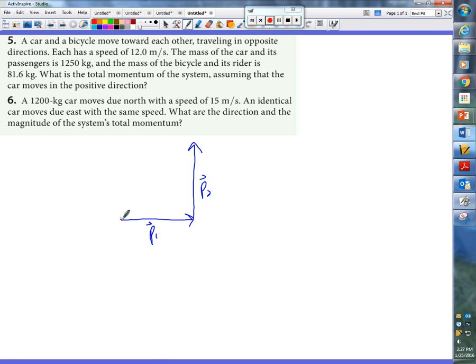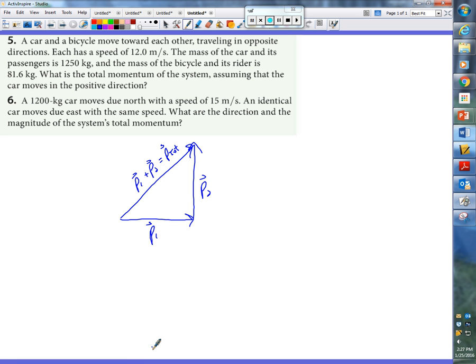And that would be represented by this vector, drawn from the tail of the first to the head of the last. That's P1 plus P2. And again, we're not mathematically adding those. That's just saying the combination of vector P1 and vector P2 is represented by this vector here. And that is what we'll call P total, the total momentum.